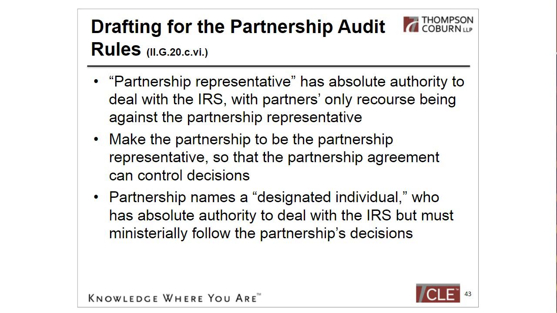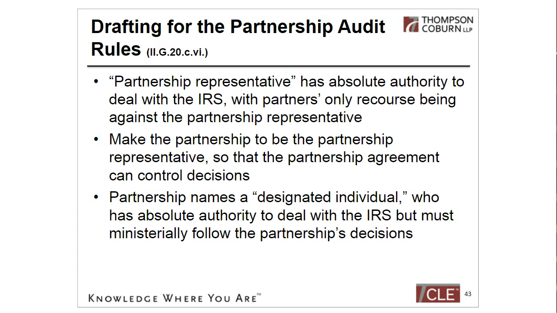So the partnership representative has absolute authority to deal with the IRS. And whatever the partnership representative says, that is absolutely binding on the partnership and the partners. And the idea is that under the old rules, the IRS had to talk to several people potentially and get inconsistent views or people disavowing what was going on. No more. Absolute authority by the partnership representative. They have the authority of a dictator in a banana republic. And the partner's only recourse would be against the partnership representative. So I'm just going to sue you for what you did.